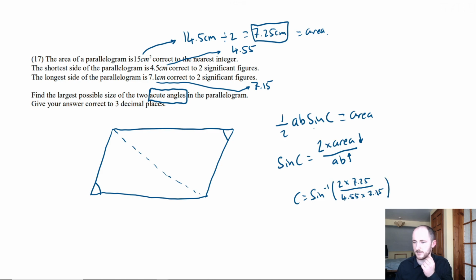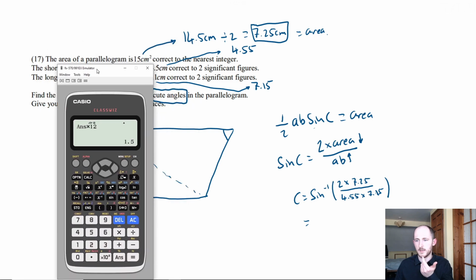And yet we can use a calculator because, of course, it's sine of weird numbers. Okay. So inverse sine, we have 2 times 7.25. And then we have 4.55.